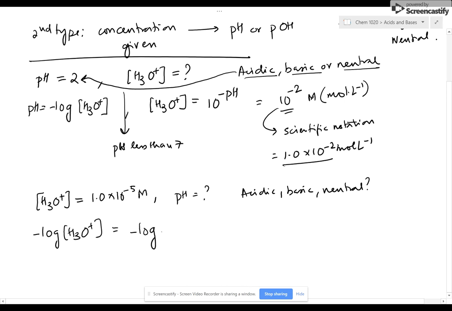So all you got to do is take the negative log of the H3O+ concentration, which is negative log of 1.0 times 10 to the negative 5, and you plug that into your calculator and you'll get a pH of 5. Okay, and as you can see, a pH of 5 tells you that the solution is going to be acidic.